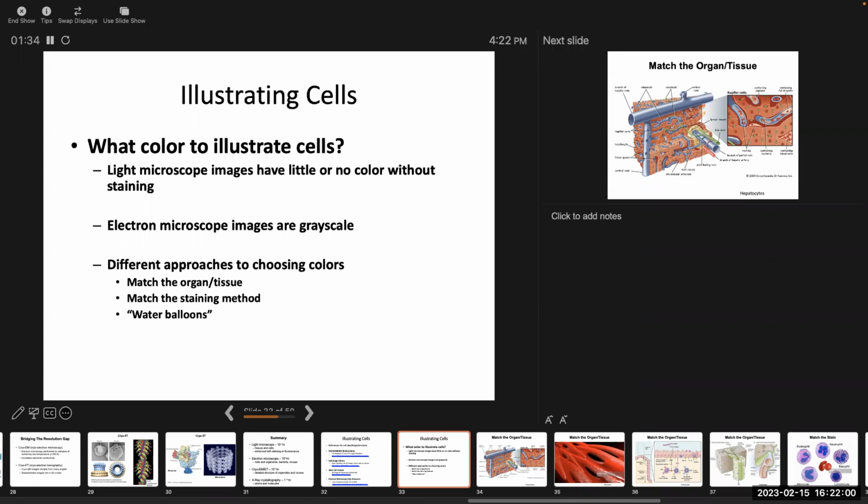He added that color just to make the image more visually interesting. But you don't get a clue for what the color of an actual cell is from looking at an electron micrograph. So you have to decide, how do you want to color the cells? And there are some popular approaches to choosing the colors for cells when you do cellular illustrations. And I want to show you some examples of these different approaches to how you decide what color to make your cells.